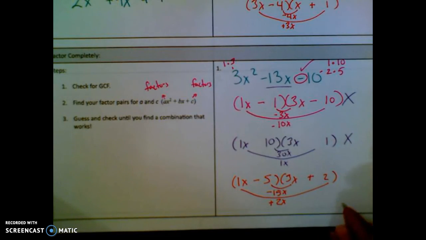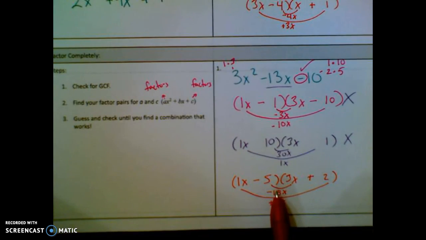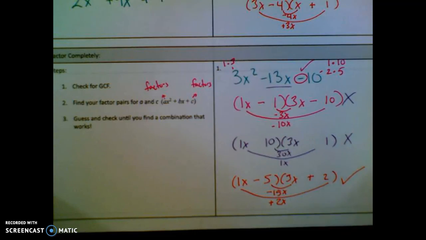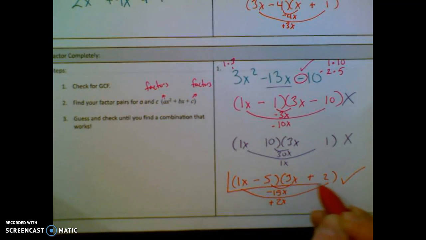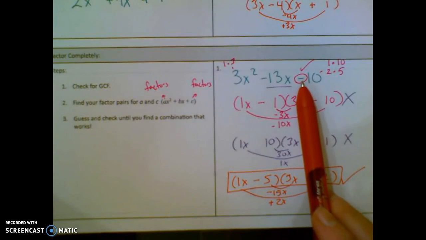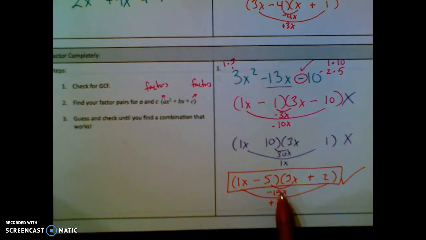At the very end, once you think you have your answer, I would always just double check everything just to be sure. 1x times 3x is in fact 3x squared. Let's double check our inner product again. Negative 5 times 3 is negative 15. 1 times 2 is a positive 2x. Negative 15 plus 2 is in fact negative 13. And lastly, is negative 5 times positive 2 in fact negative 10? Yes. So then my final answer is just this product here. So always make sure you check for this sign especially, but check for signs at the very end. You can always just multiply this back out and check your answer again.